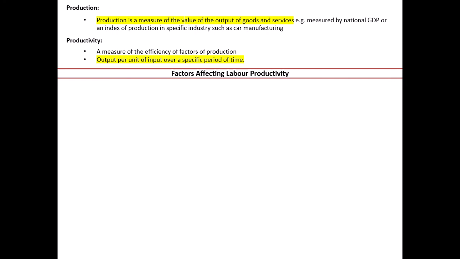Next question, define productivity. So hopefully you've got productivity as highlighted is the output per unit of input over a specific period of time. That's a very important definition to note, please. And on productivity, can you identify factors that affect it, please? So pause the video, see if you can identify 2 or 3 factors that affect productivity.